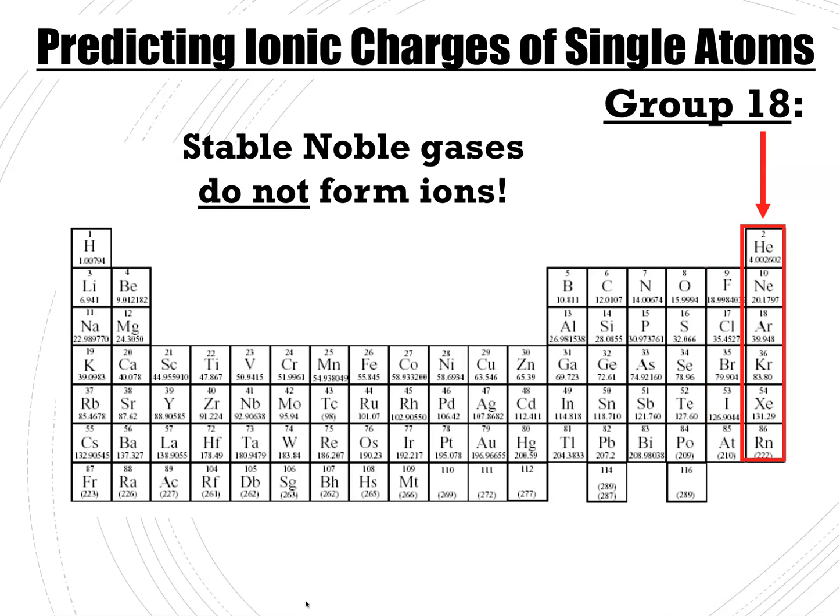Our last group, the noble gases, we've mentioned this a billion times. They don't react. They don't do anything. They hang out. They're cool. They're chill. So they don't form ions.